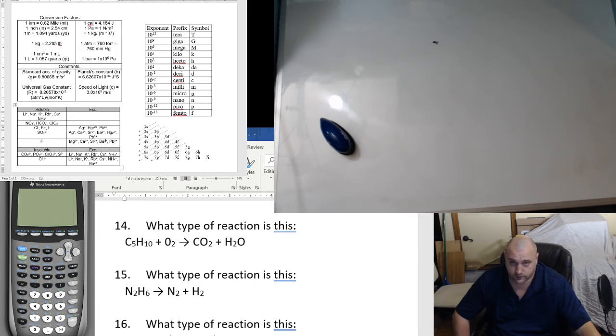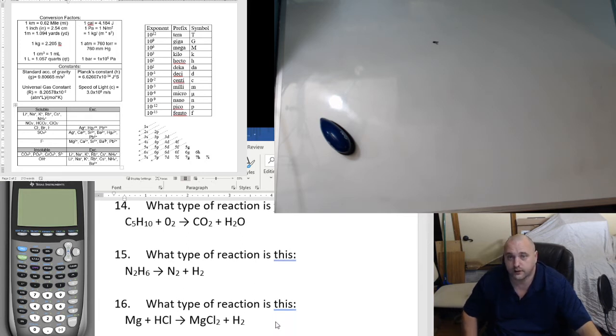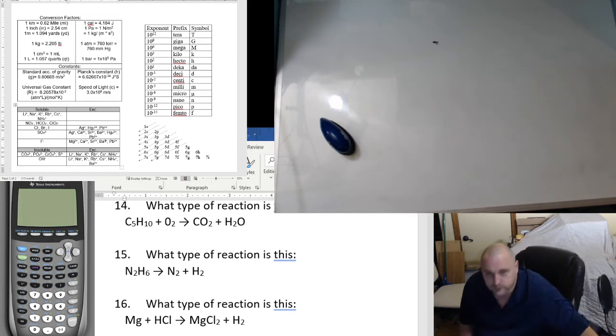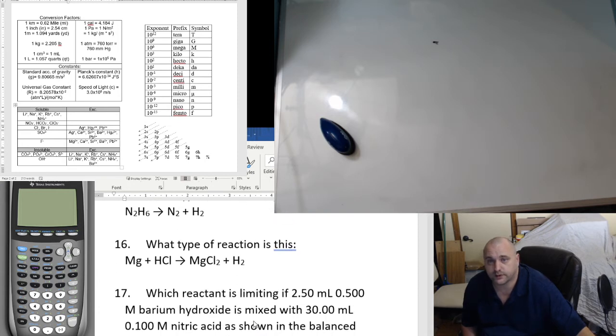This 2 is because it's with magnesium, which has a +2 charge. Okay, so that is a single displacement. We'll also see that that is an oxidation reduction. Okay. 17, a little bit tougher.